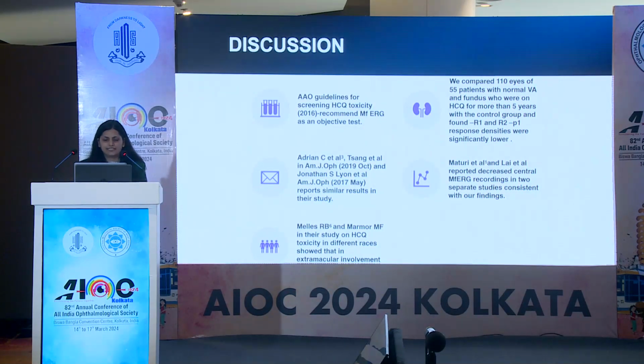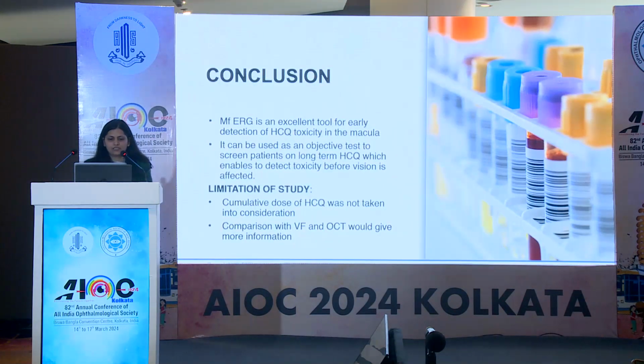We compared 110 eyes of 55 patients with normal visual acuity and fundus, who were on HCQ for more than 5 years, with a control group, and we found that in ring 1 and ring 2, both P1 response densities were significantly lower. So I would like to conclude that mfERG is an excellent tool for early detection of HCQ toxicity in the macula. It can be used as an objective test to screen patients on long-term HCQ, which enables detection of toxicity before vision is affected. Limitations of the study: cumulative dose of HCQ was not taken into consideration, and comparison with visual field and spectral domain OCT would give more information.